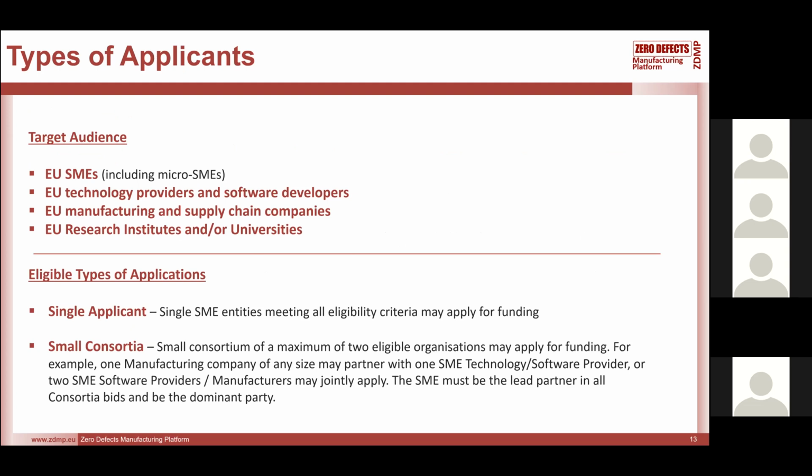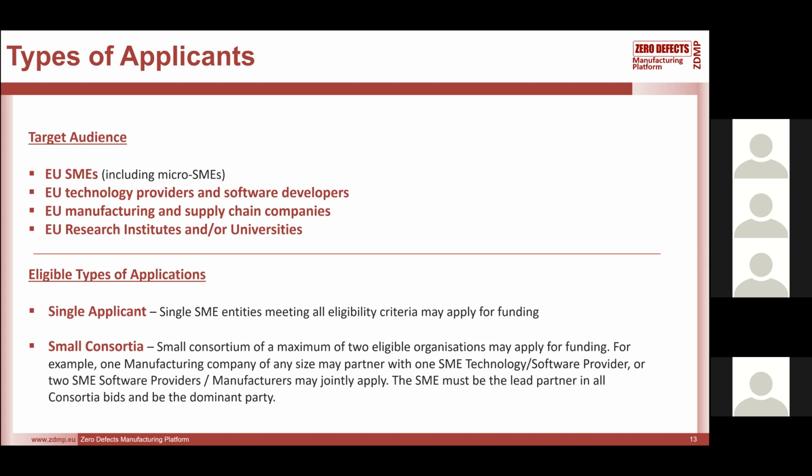So the types of applicants we're looking for, as mentioned, we're looking for EU SMEs, and that includes micro SMEs, technology providers and software developers, again from the EU. We're looking for EU manufacturing and supply chain companies that could be of any size. I'll come back to the restriction on that in a moment. And it can be EU research institutes and universities. Obviously, I represent one of the universities from within the project.